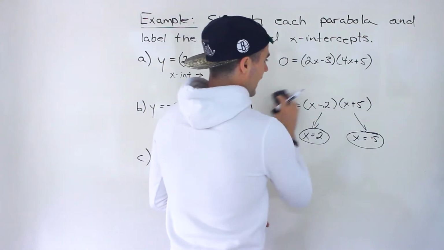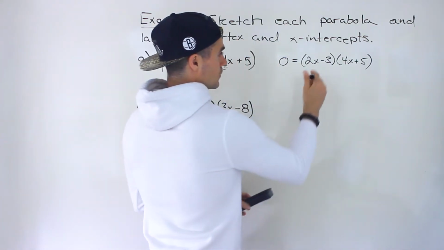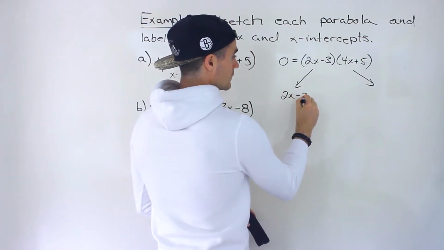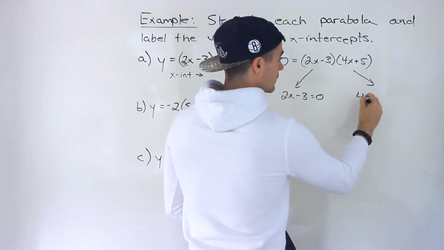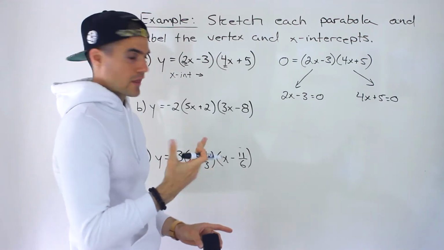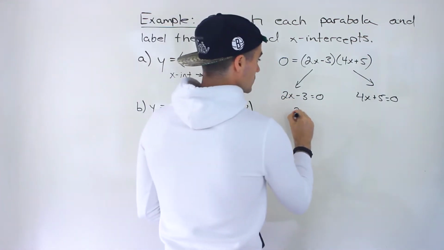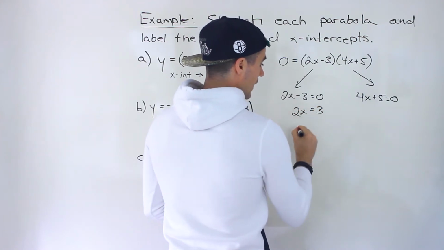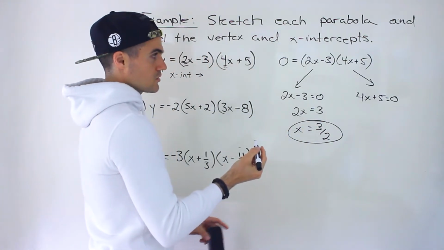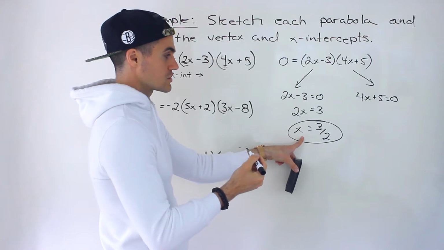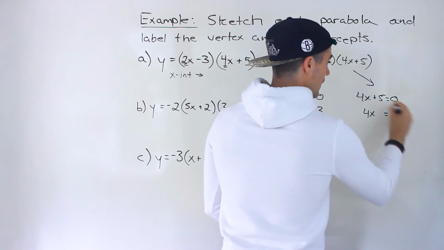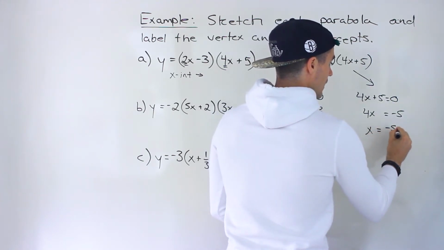So what we have to do here is algebraically figure out when this bracket is going to equal 0, and when this bracket is going to equal 0. Notice there's going to be a little bit more work here to isolate for x. It's not going to be too bad because all we have to do is bring the -3 over, and then divide both sides by 2, and so we end up with 3 over 2. So that would be the x-intercept, 3 over 2, and then for the other x-intercept, 4x equals -5 when we bring it over, and then x is -5 over 4.